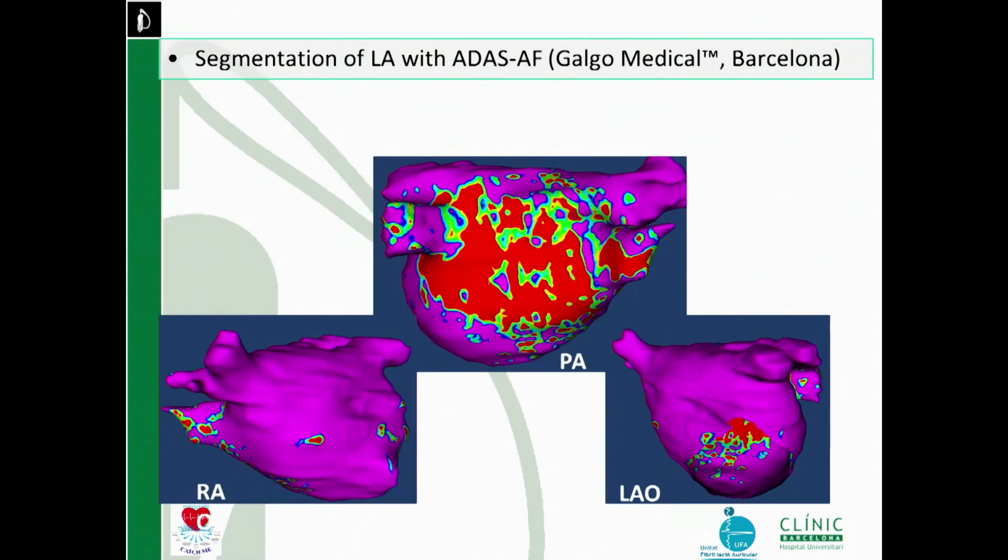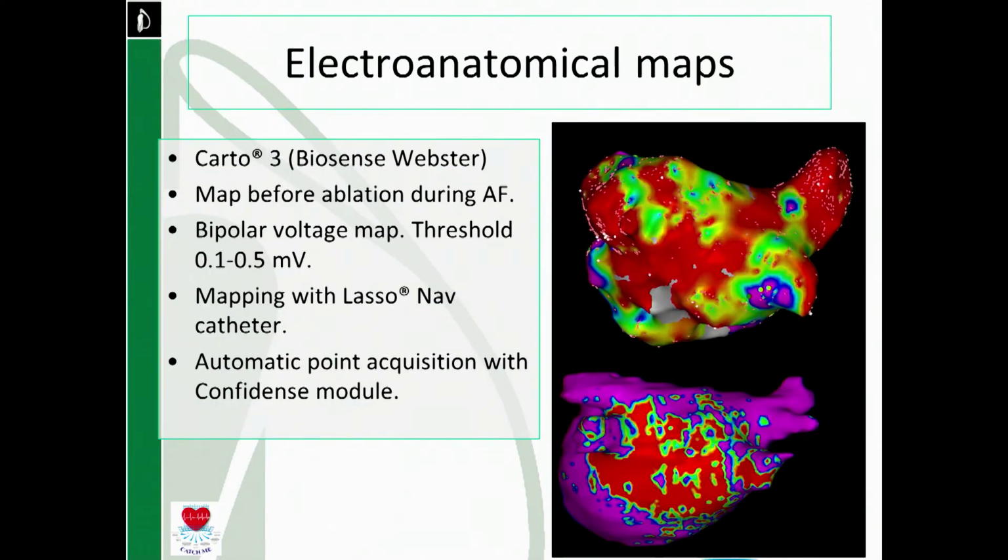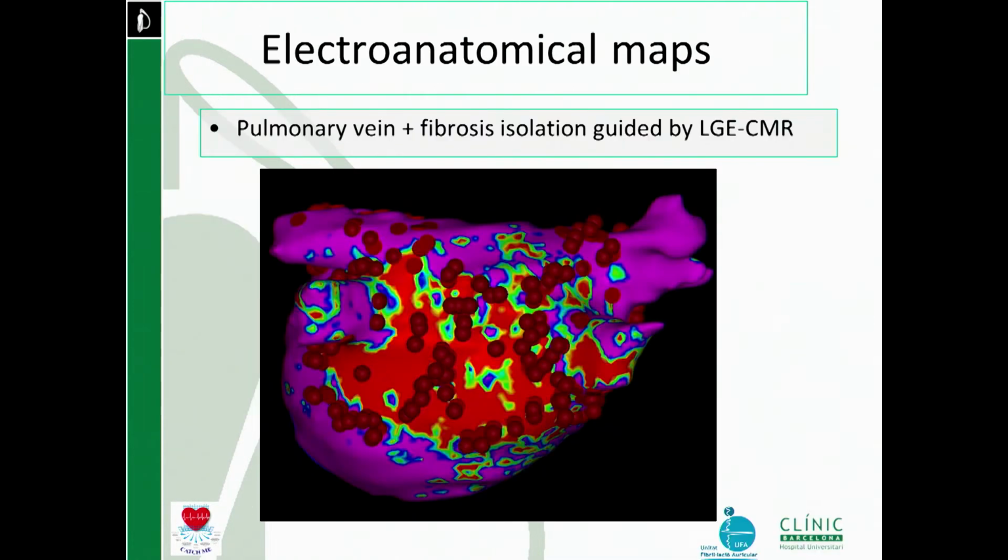But if you look at the degree of fibrosis in this particular patient, it's huge. I mean, there's almost no voltage in the posterior wall. This is MRI, but also when you look at the voltage, you see that there was very low voltage. This is the CARTO mapping in AF. Even in AF, we were able to demonstrate low voltages, and also the MRI here.